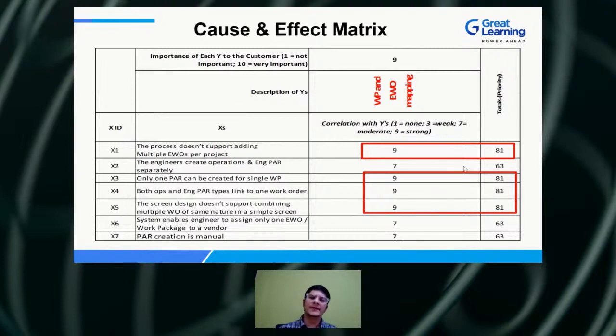So again, this is a very, very simple tool. You don't need any kind of template for it. You can, as a matter of fact, create it in Excel. It simply is to map out what is the level of impact and what needs to be prioritized.